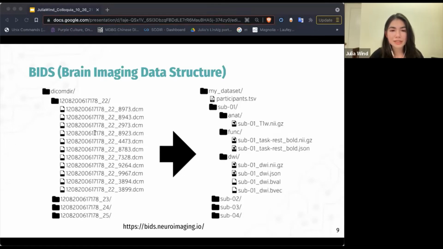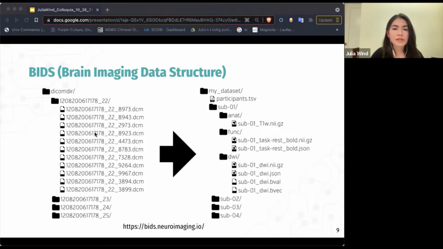neuroimaging and behavioral data. For example, in this diagram, you can see the unorganized data on the left in DICOM format, and the same data in BIDS format on the right. The right is organized and much easier for a human to understand.